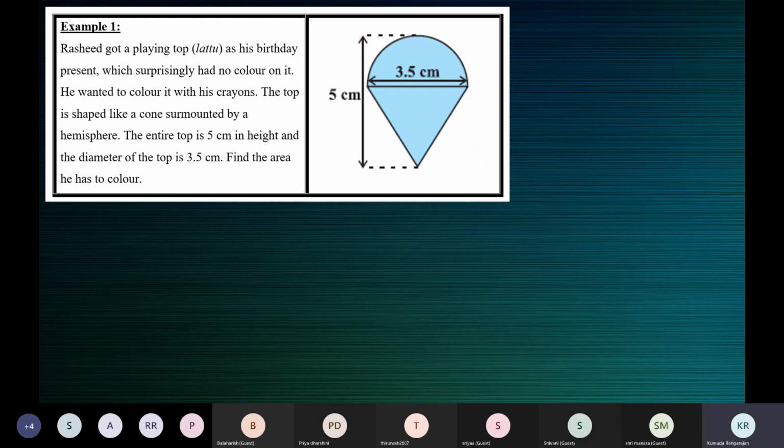Now children, say you have a painting brush in your hand. With your painting brush, what area can you paint? Can you paint the total surface area of the cone or only the curved surface area of the cone? Can you see only the curved surface area? Now a cone, this is a cone.